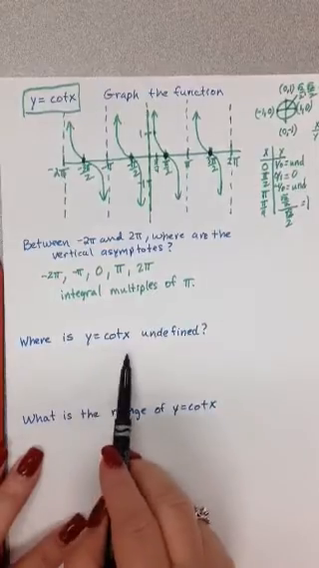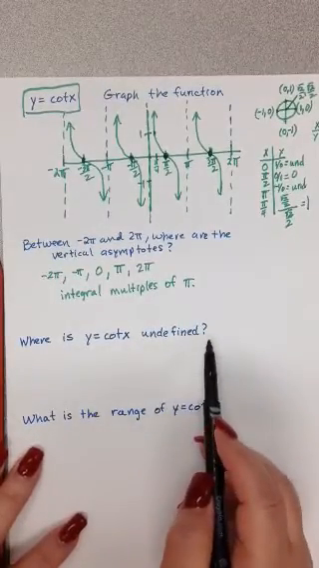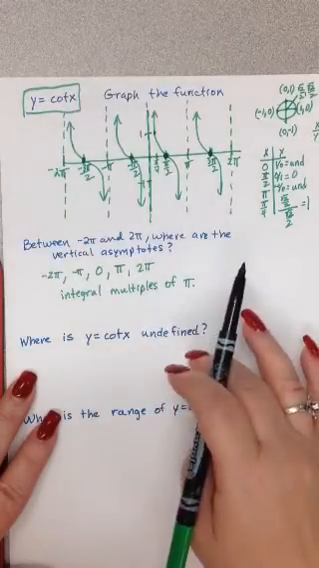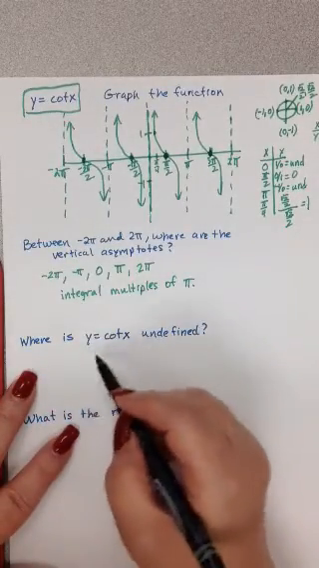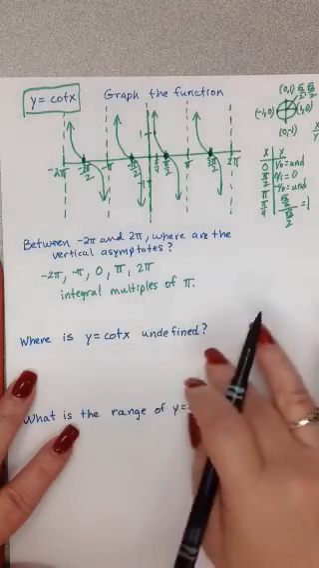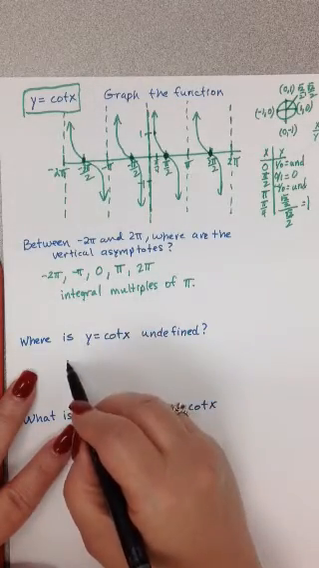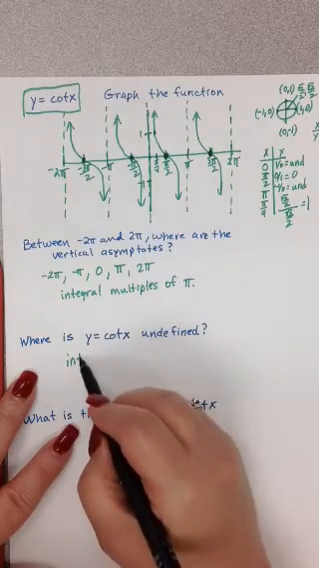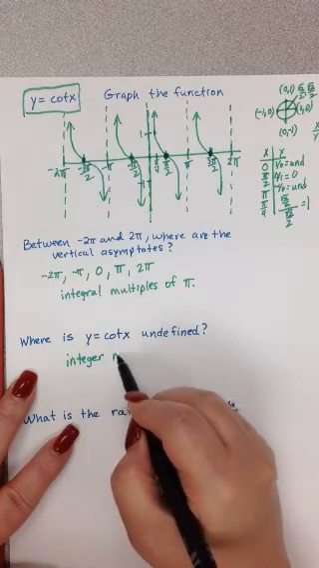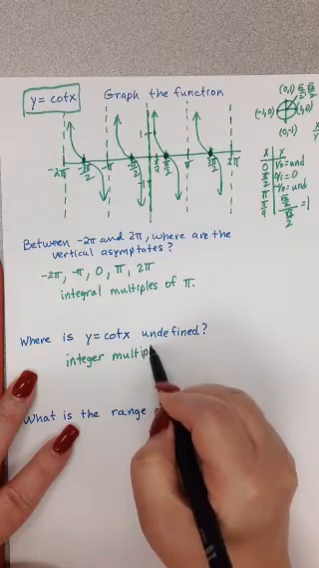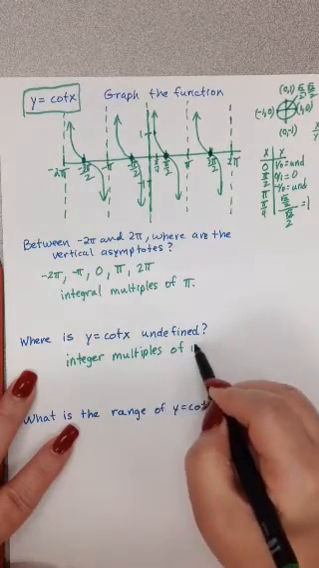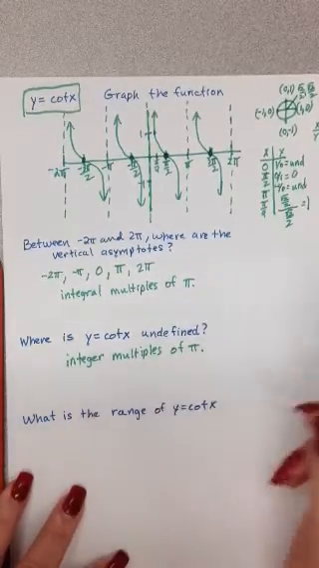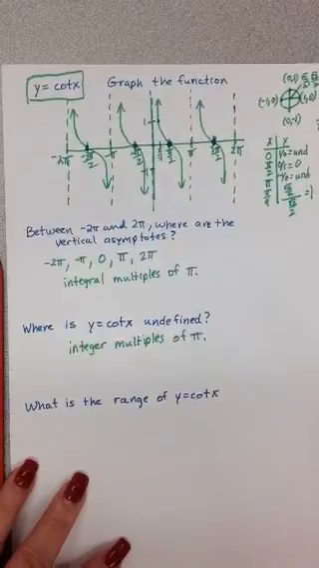Then they asked me, where is cotangent of x undefined in general? Well, I guess I could just write what I just wrote right there. Vertical asymptotes and undefined are the same thing, okay? They're describing the same places. So in general, cotangent is undefined at integer, sometimes they say integral multiples of pi, or you could say integer multiples of pi. I think your test says integer multiples of pi. They're going to just ask you that question. That's what you'll have to say.